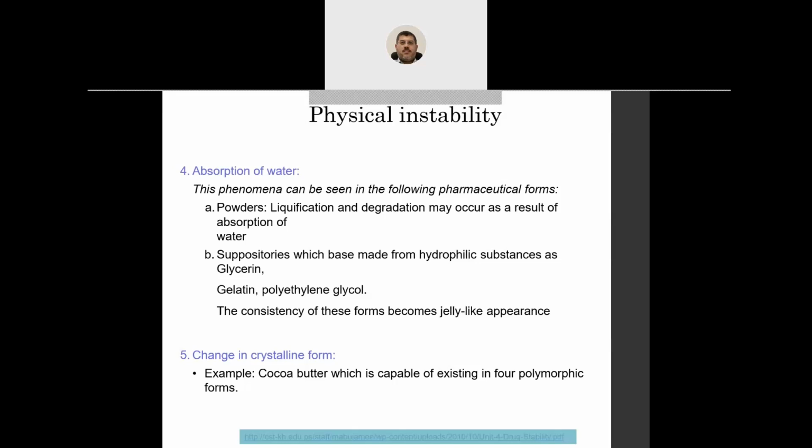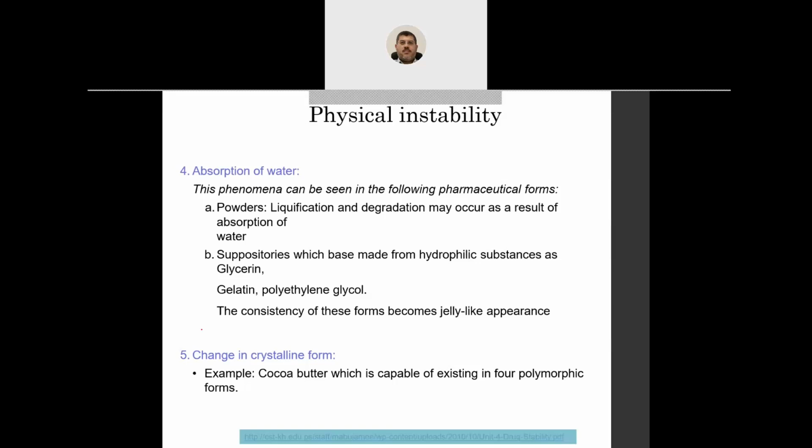Suppositories, for example, which have substances like glycerin, gelatin, or polyethylene glycol, all have the ability to absorb water, so their consistency will change with time because they absorb water. They become softer, so they will give a jelly-like appearance instead of being harder.